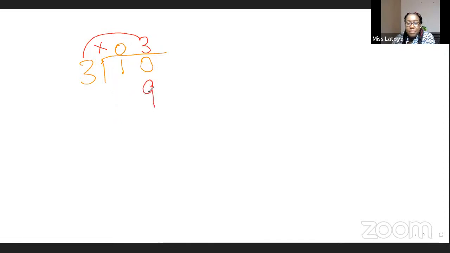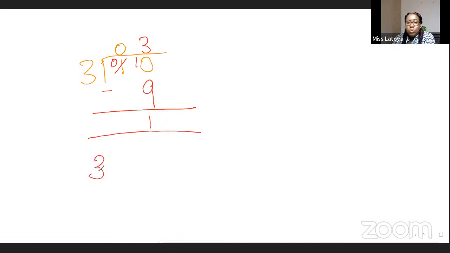Now I am going to subtract. Could 0 take away 9? No. So I need to borrow. 10 take away 9 will give me 1. See? So 3 can go into 10 3 times with a remainder of 1. Do we understand this question? I'm going to do one more like this.